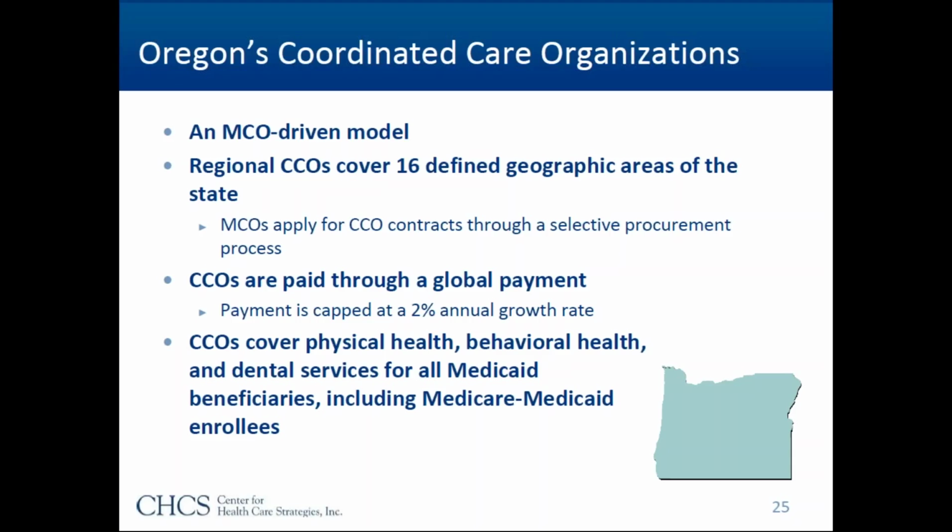Because it's an MCO-driven model, it's a little different than what Vermont has, but the CCOs are paid through a global capitated payment, and it's capped at a 2% annual growth rate. So if you're a CCO and your costs increase over 3%, you still only get a 2% growth rate for your capitated arrangements and your per member per month payment through the next cycle. The CCOs cover a broad scope of services: physical health, behavioral health, and dental services for all Medicaid beneficiaries in the state. It's an auto enrollment. I think they have over 90% of Medicaid beneficiaries in the state enrolled in a CCO, and they include Medicare-Medicaid enrollees in their model.